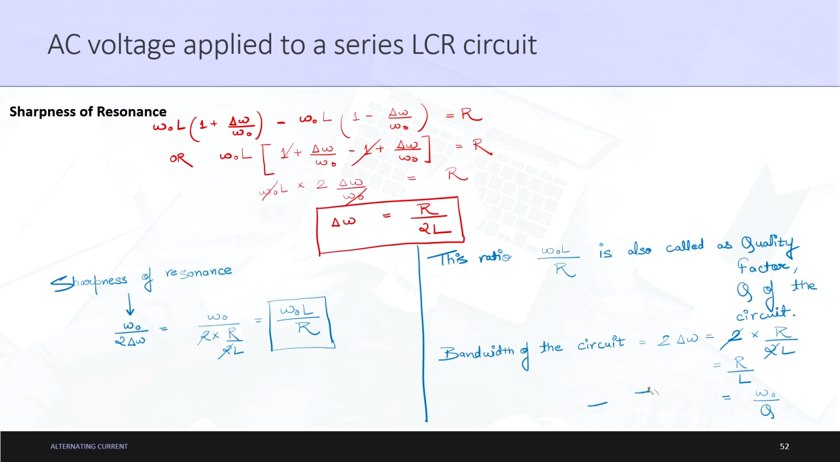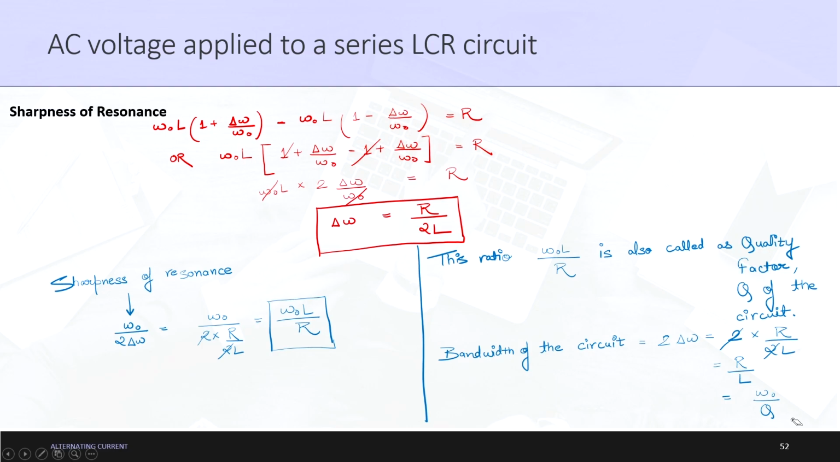So, what can we say? We can say that the bandwidth of the circuit is nothing but equal to omega naught upon the quality factor. Understanding this more, if the quality factor of the circuit is higher, the bandwidth of the circuit will be lower, or if the quality factor is less, then the bandwidth of the circuit is more. Okay. It is very easy to understand. If the bandwidth is lower, the quality factor will be increased.